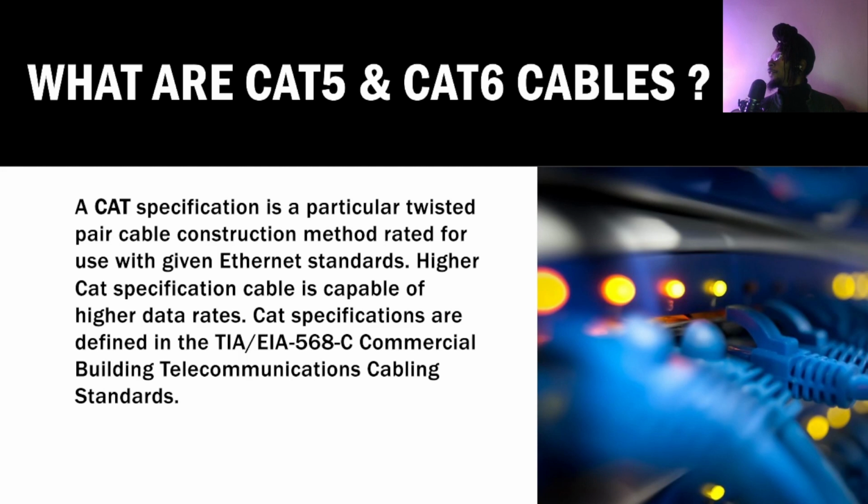What are Cat 5 and Cat 6 cables? A Cat specification is a particular twisted pair cable construction method rated for use with given Ethernet standards. Higher Cat specification cable is capable of higher data rates. Cat specifications are defined in the TIA/EIA 568-C Commercial Building Telecommunications Cabling Standard.